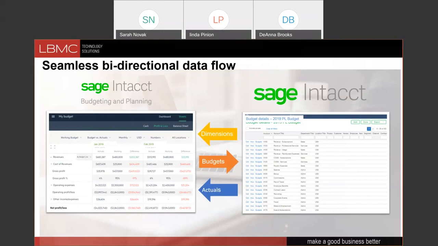So when you think about how you budget today, and when you talk to the LBMC team, they're going to want to know, how do you budget? What dimensions are you pulling in? How many entities do you have? So that we can get an idea of how we want to set that up. So just think about what a difference this would make if you had this bi-directional data flow.